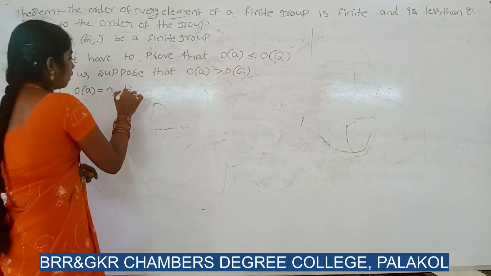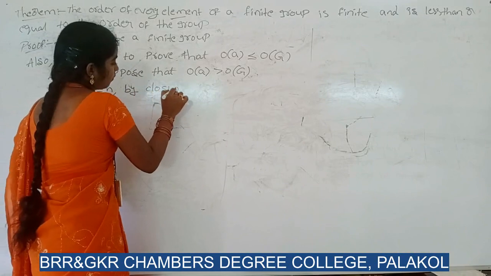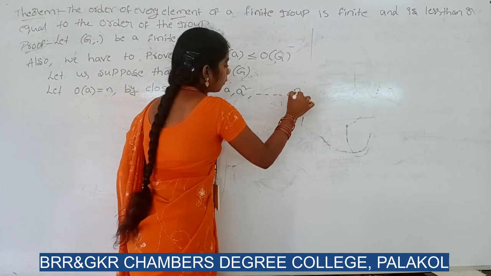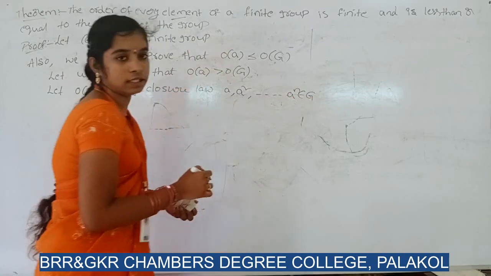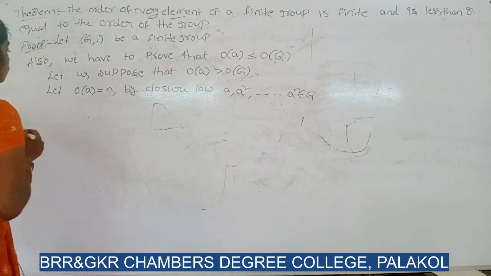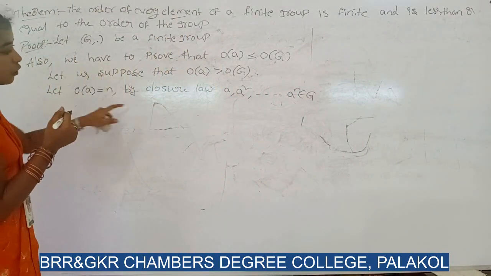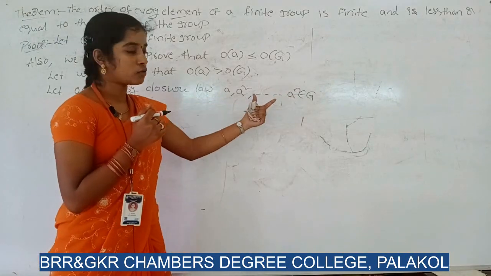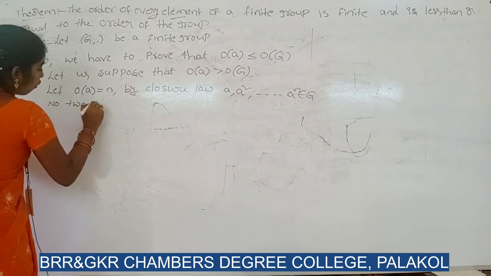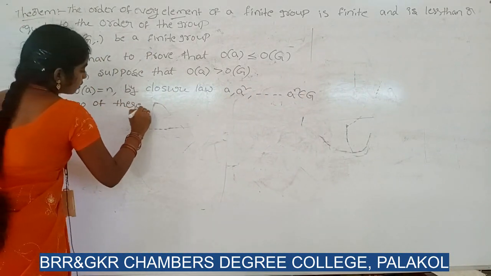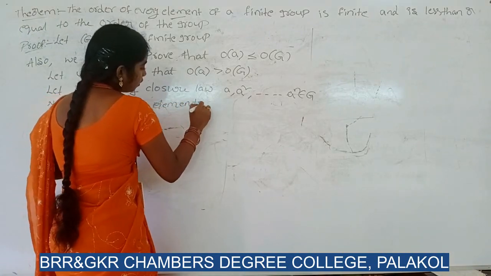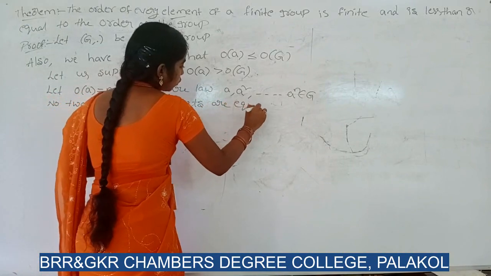So by the closure law, in general a square, a cube and so on, a power n belongs to z. So no two of these elements are equal.